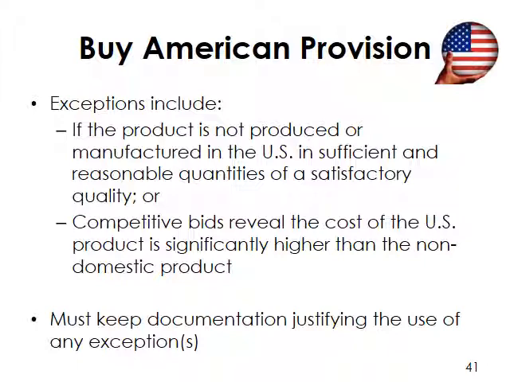The food or the food product is not produced or manufactured in the U.S. in sufficient and reasonable available quantities of a satisfactory quality, or competitive bids reveal the cost of the U.S. product is significantly higher than the non-domestic product. You must keep documentation justifying the use of any exceptions: price, availability, or domestic alternative substitutes.